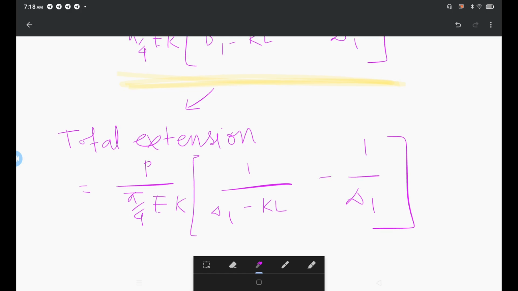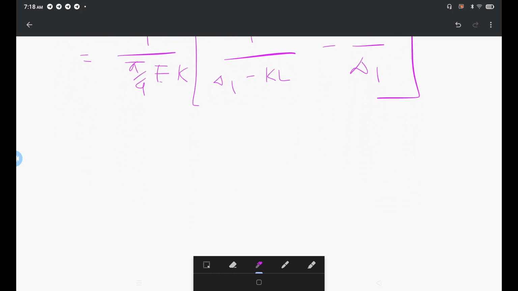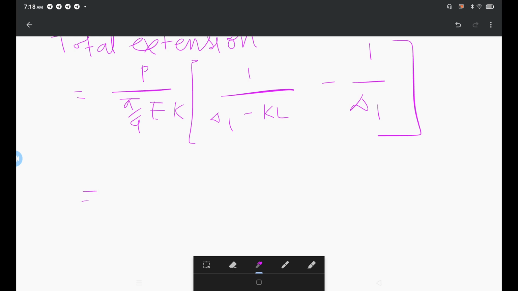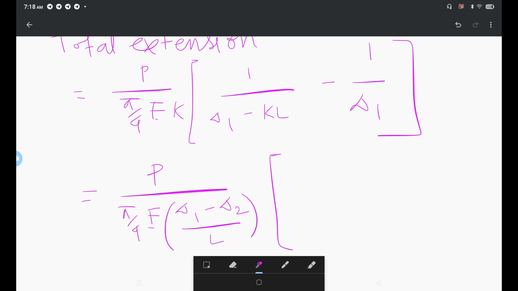Now substitute the k value here. P upon pi by 4 E times L upon (d1 minus d2), times 1 upon (d1 minus (d1 minus d2) upon L times L) minus 1 upon d1.